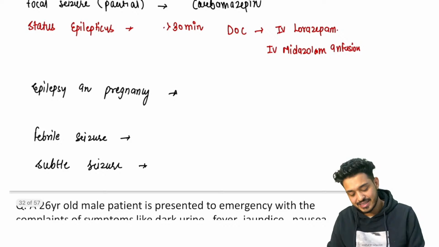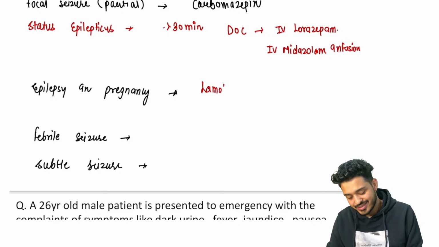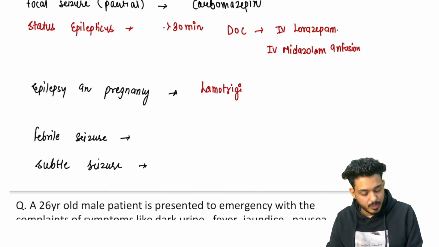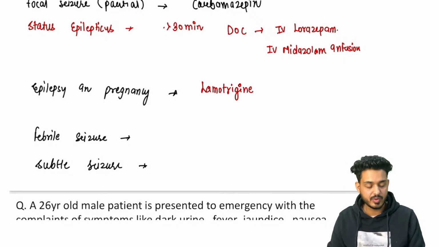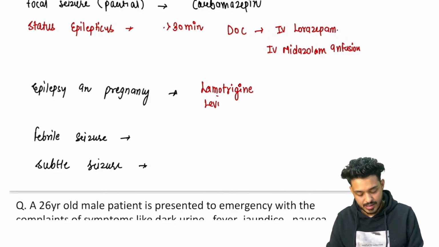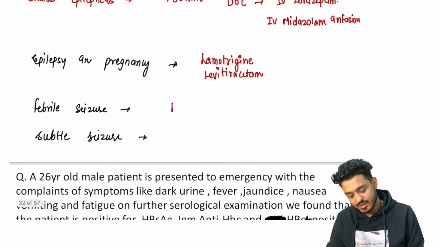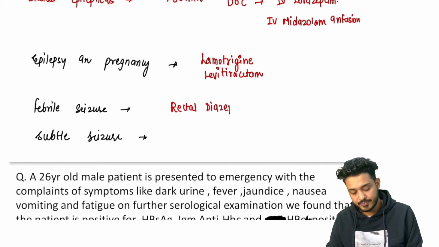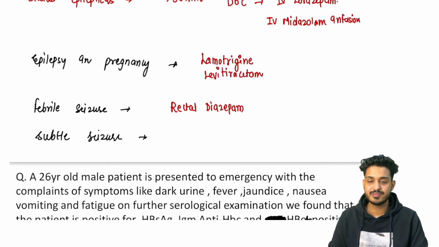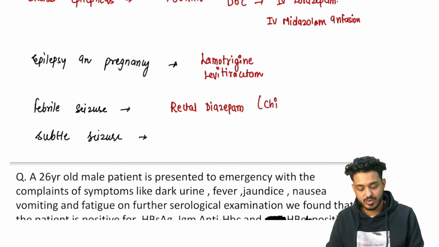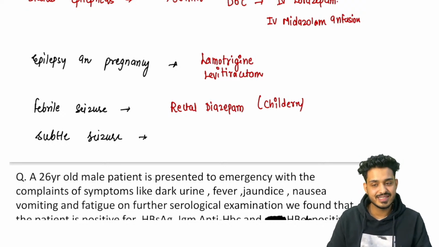Epilepsy in pregnancy, we can use lamotrigine. But one more safer drug we are having, better than lamotrigine, that is going to be your levetiracetam, right? For febrile seizure, the drug of choice will be rectal diazepam. We can also give oral. We can also use rectal diazepam. This is going to be the most common thing in children. After fever there will be seizure, right?